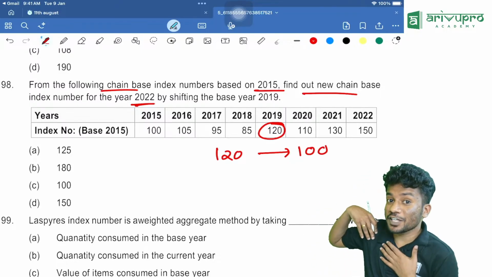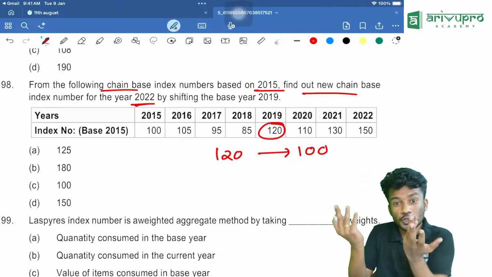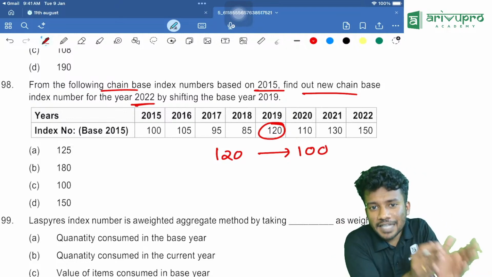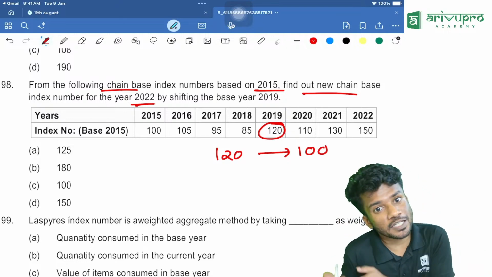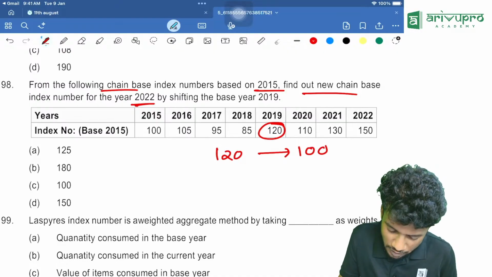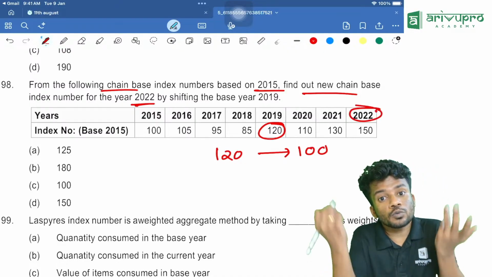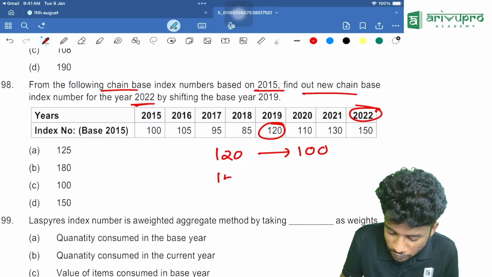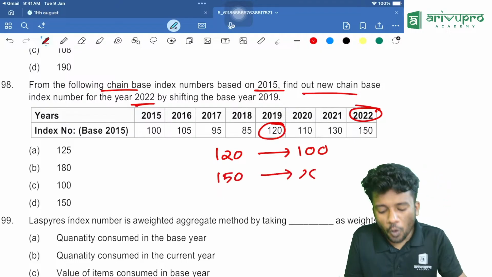What is the basic thing we know about the base year? We will always take the base year index as 100. So we are converting 120 to 100. Now they are asking, we need to shift 150 to what? That is the question.